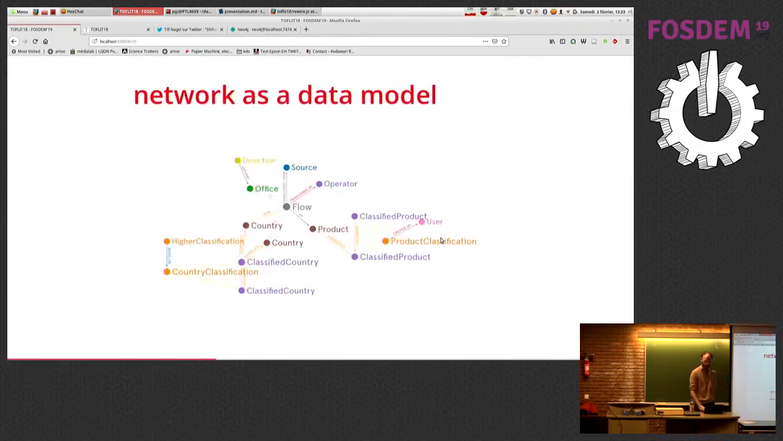So this is our data model. Basically, we have the flow node in the center, and this branch is how we aggregate country names through our classification system. This branch is about how we aggregate products through our classification system, sources, operator, and direction.